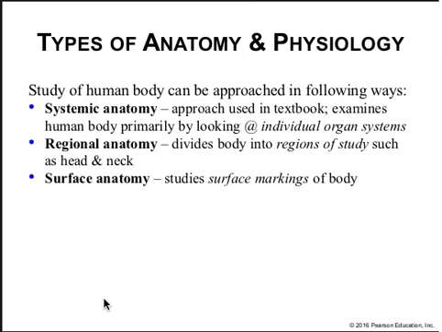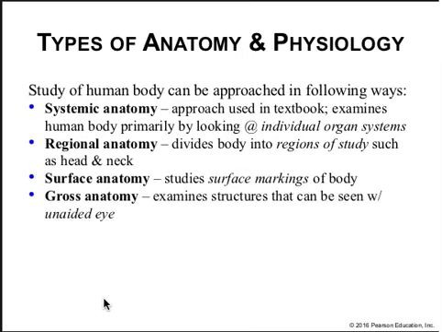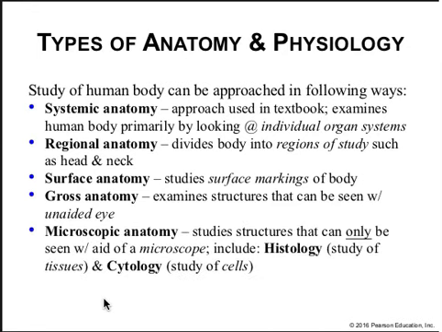Surface anatomy studies surface markings in the body, while gross anatomy examines structures that we can see with the naked eye. So here we don't need any assistance in order to look at things like the gross anatomy of bones, the gross anatomy of the digestive system. All of this stuff we can observe without any special instrumentation.